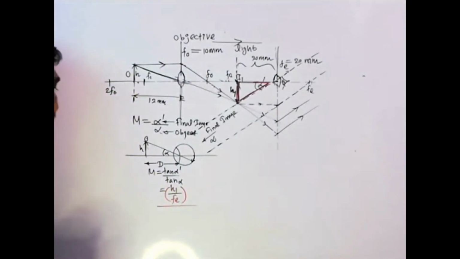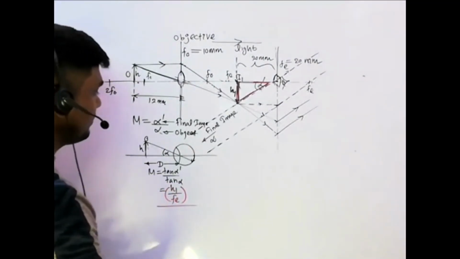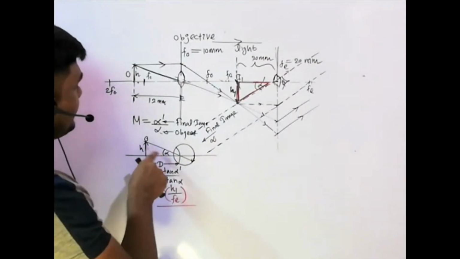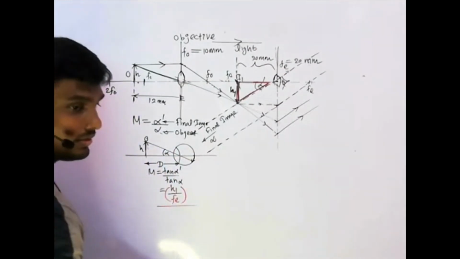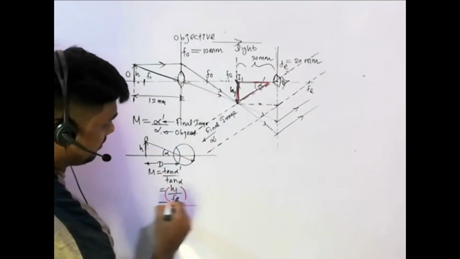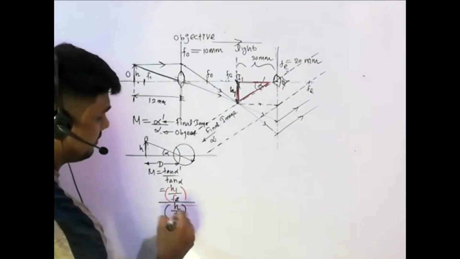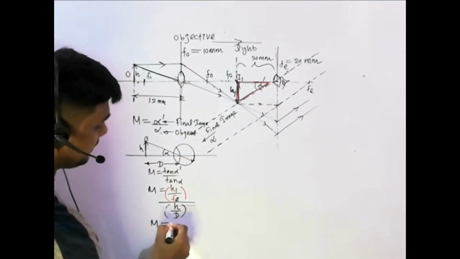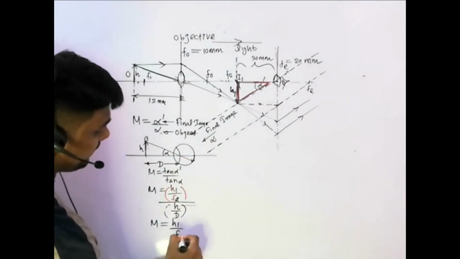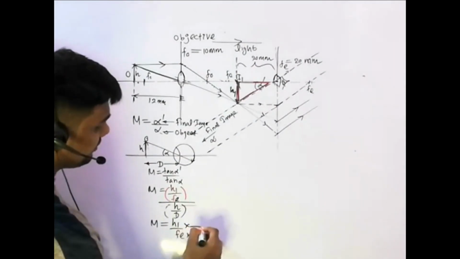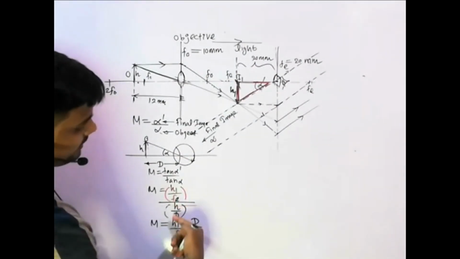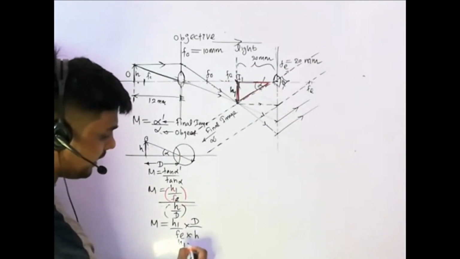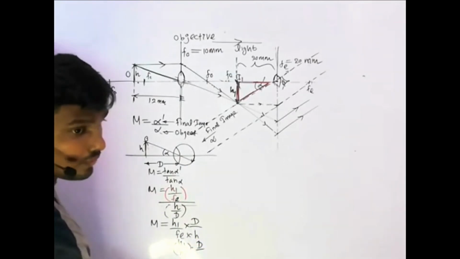Now tan alpha means what? Look at this diagram. Tan alpha is opposite over adjacent, H over D. Capital M means what? Capital M is equal to H1 over FE divided by H over D. So I just took the reciprocal. Therefore, H1 over H times capital D over FE.